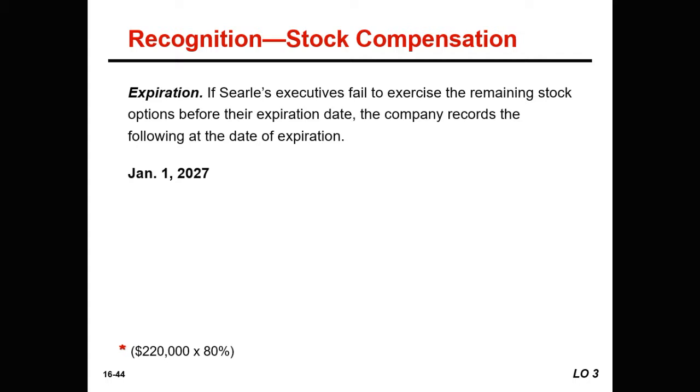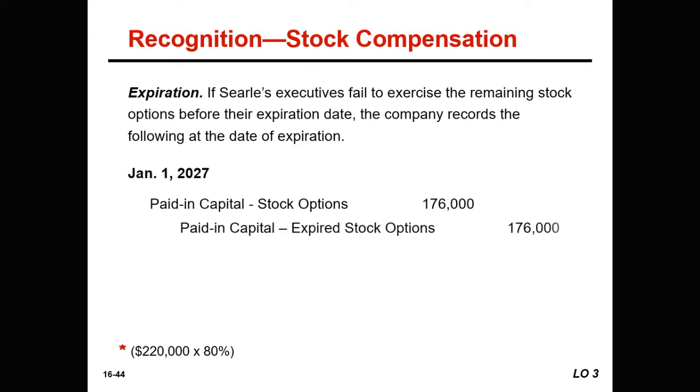Now, often the case falls around that not all of the options are going to be exercised. So if Searle's executives fail to exercise the rest of those stock options before the expiration date, then the company will record the following at the date of expiration. They would debit paid in capital stock options, the $176,000 that remains related to that grant. And then they would credit paid in capital expired stock options, $176,000.